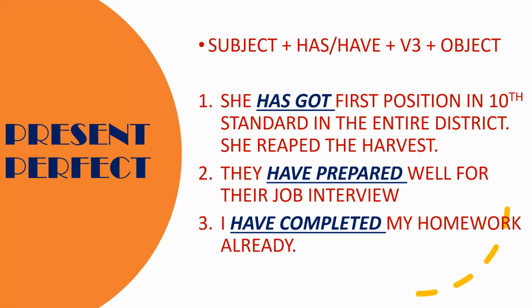Then comes present perfect. Present perfect में हमने देखा था verb का third form आएगा और has, have और had आएगा. Because it is present तो हम second form तो use कर नहीं सकते, that means had तो नहीं आएगा. So either it will be has or have. Has will be used with singular subject and have with plural. For example, she has got first position in 10th standard in the entire district.